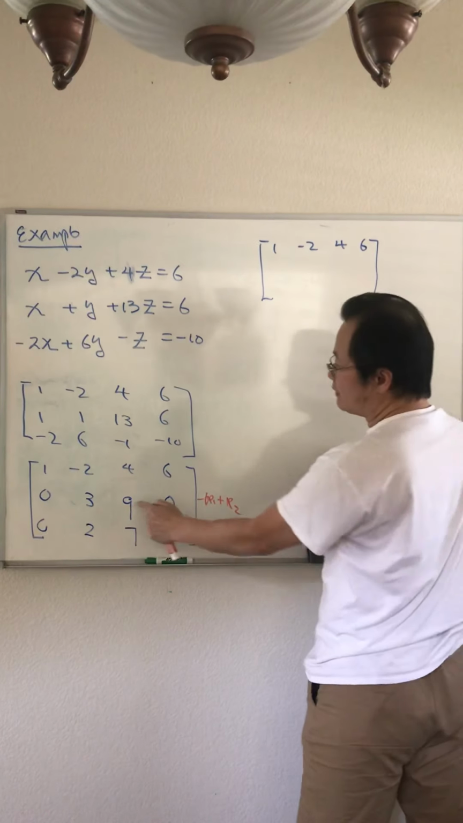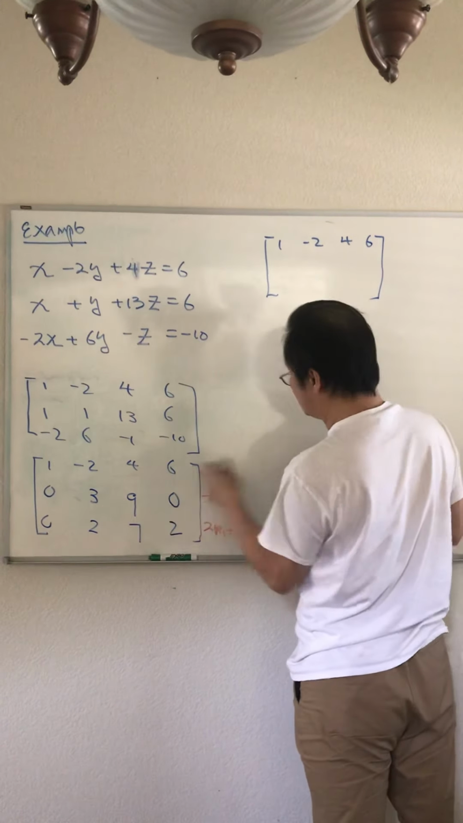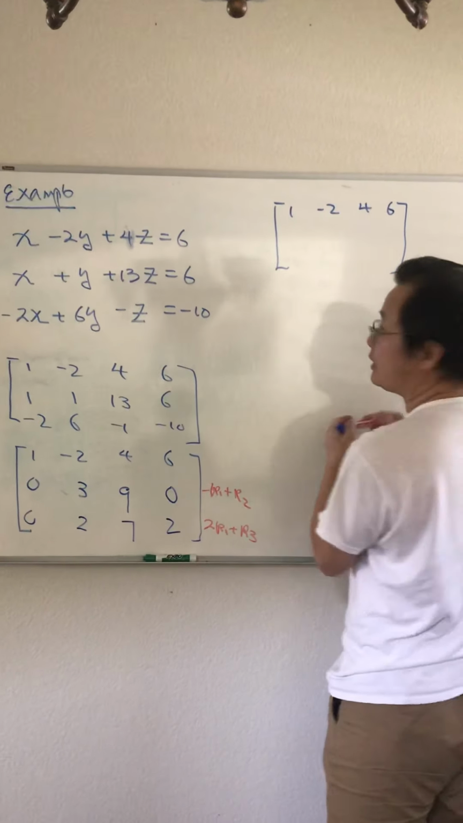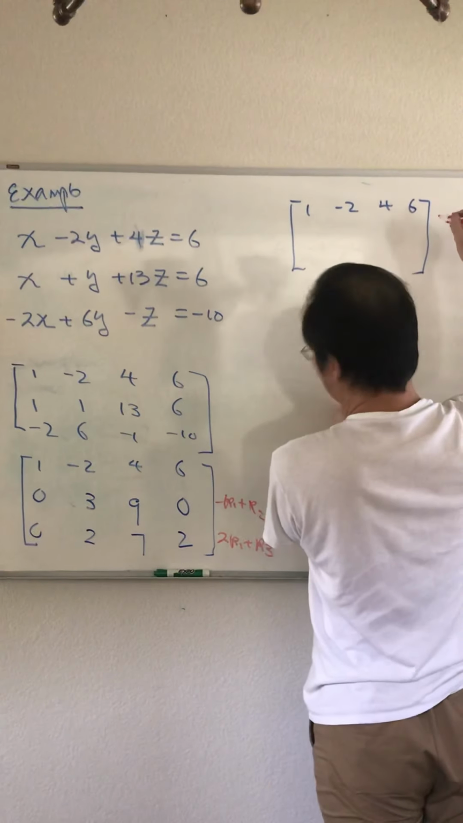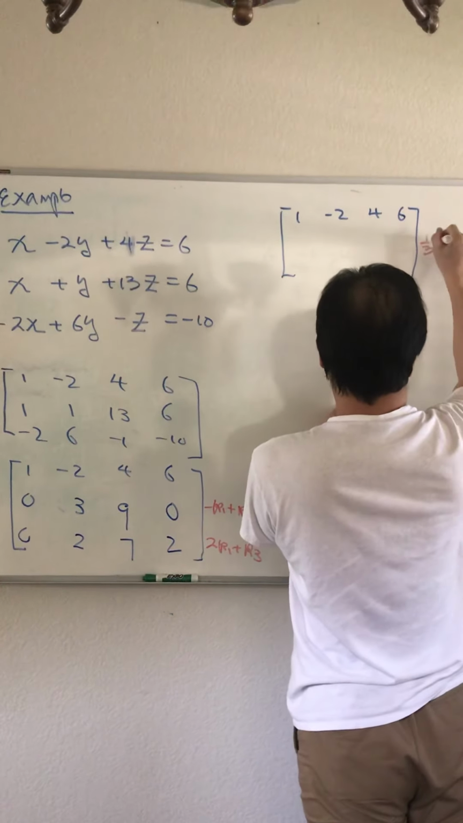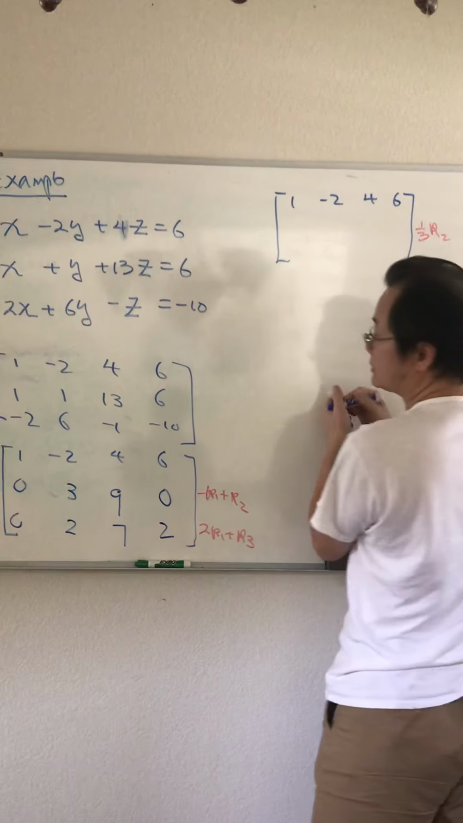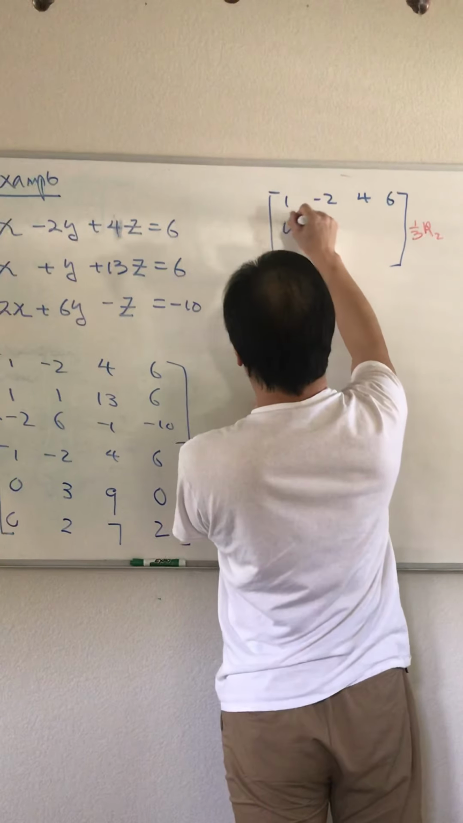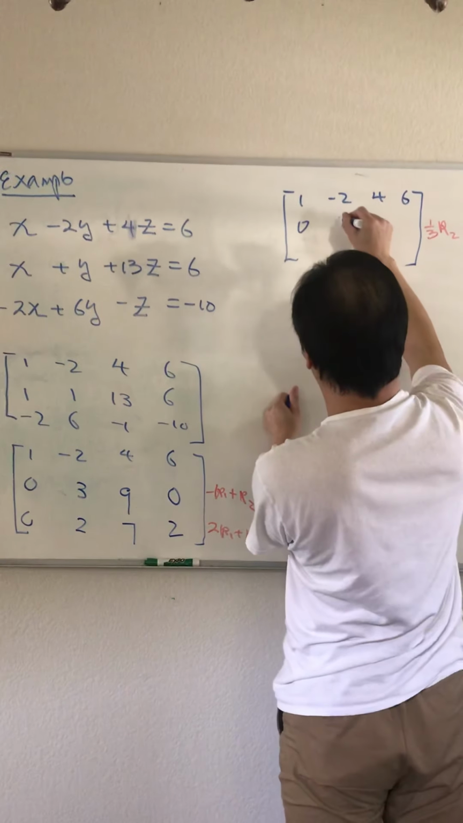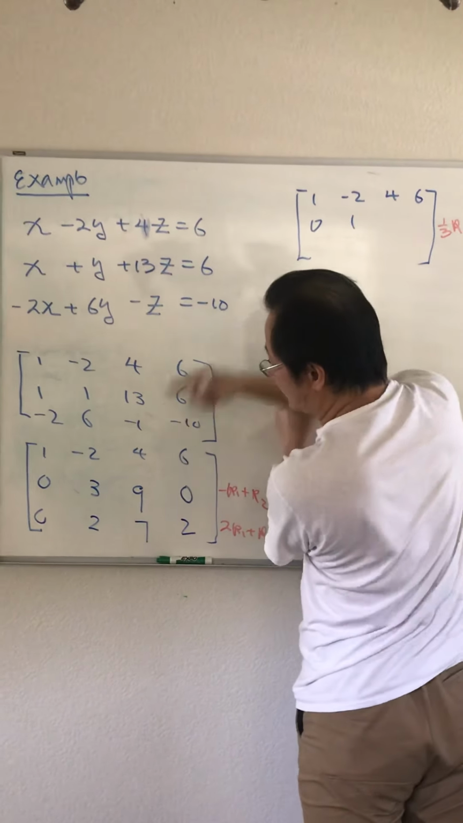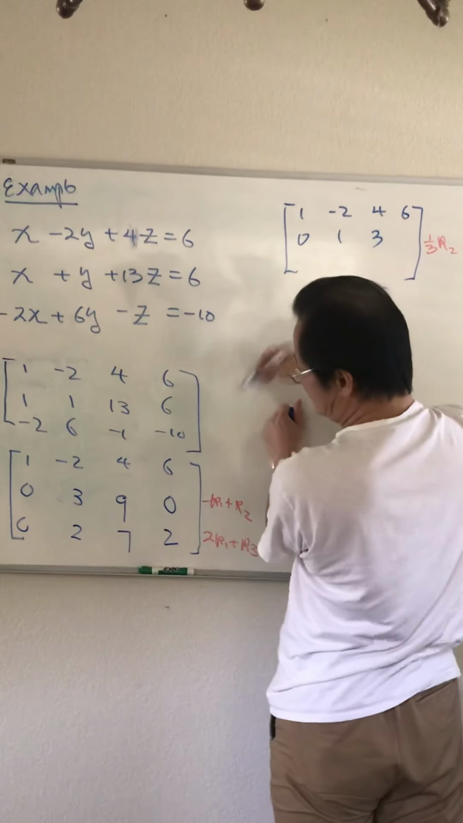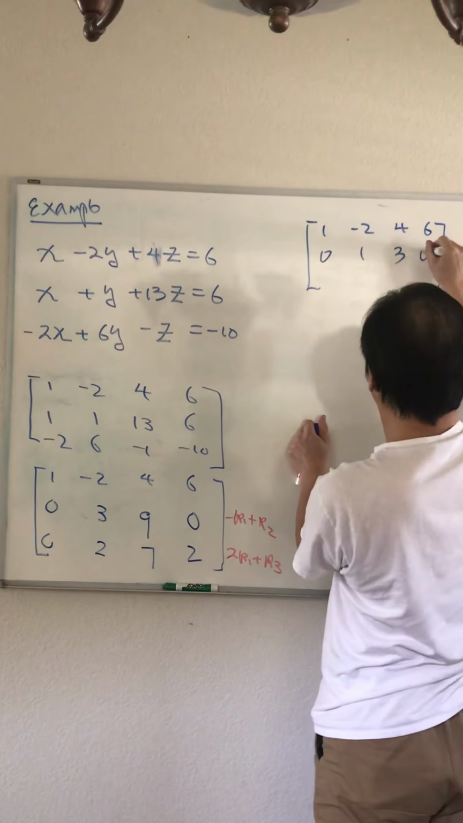Okay, so now I'm going to take row 2 divided by 3, and I'm going to write down my operations in here so I can remember that. So this will be 1/3 row 2. Okay, so that will be 0, 3 divided by 3 is a 1, 9 divided by 3 is a 3, 0 divided by 3 is a 0.